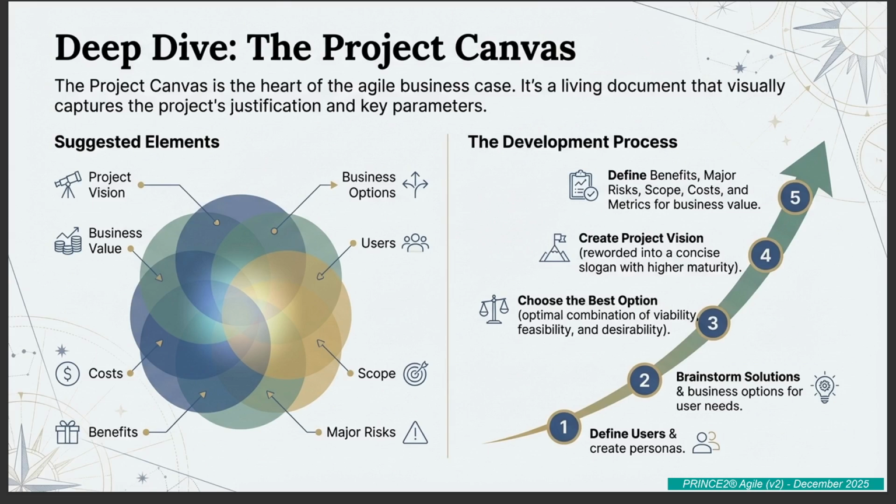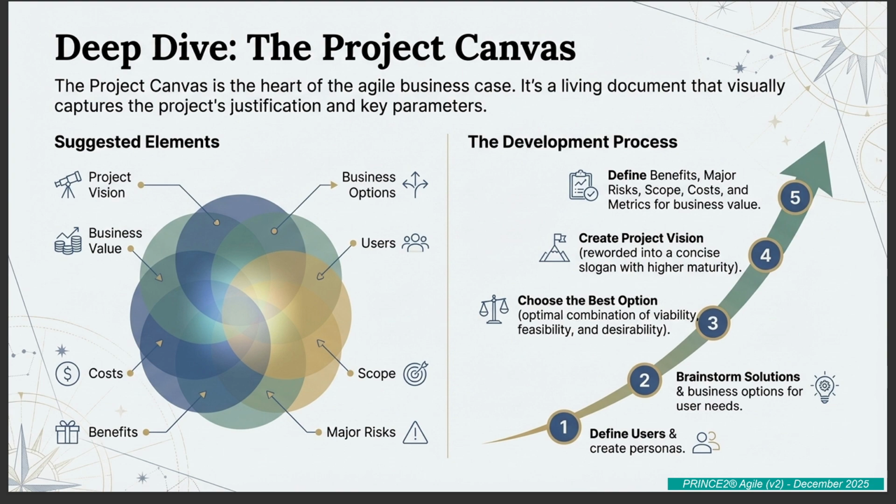Okay, so you know your users. Step 2 is to brainstorm solutions and business options based on their needs. Exactly. You look at the personas you just created and brainstorm how to solve their problems. This should be a wide-ranging exercise, different technologies, different scales of delivery. Then comes the hard part. Step 3, choose the best option.